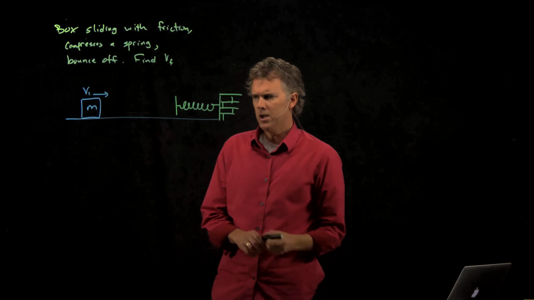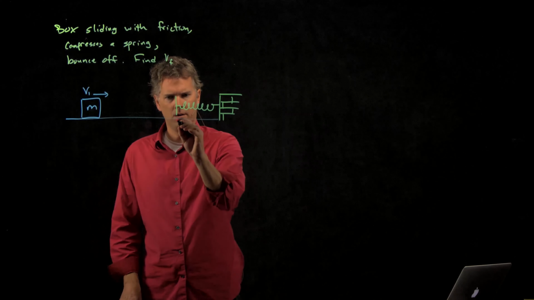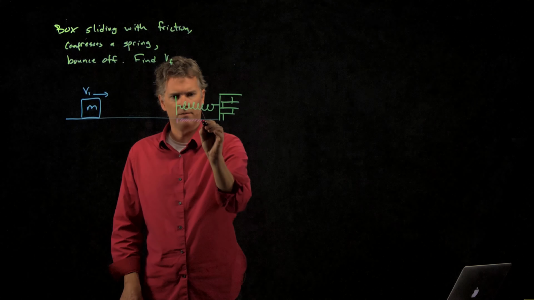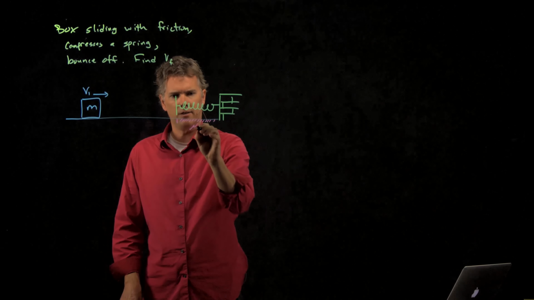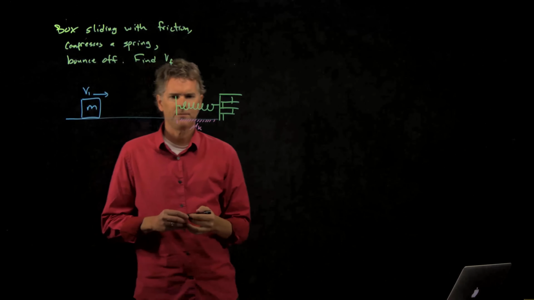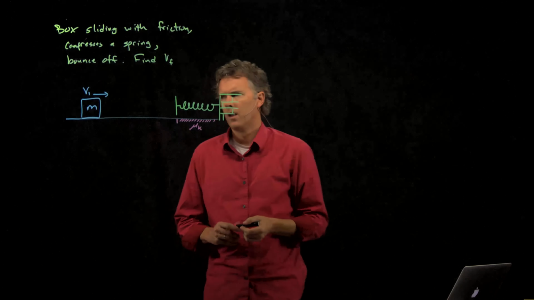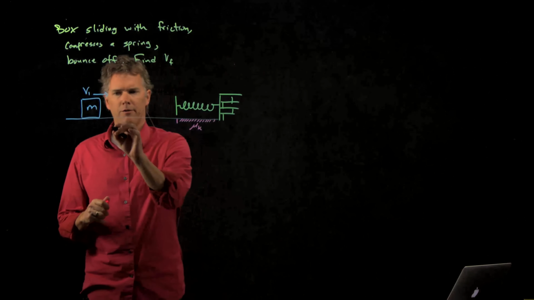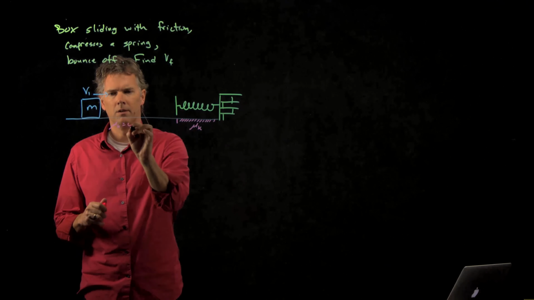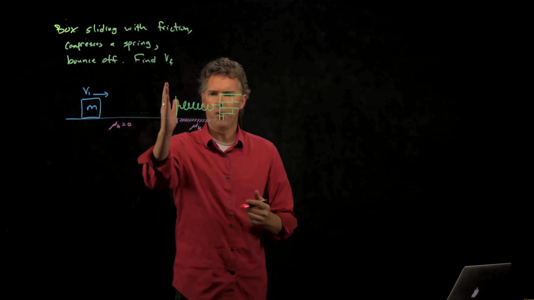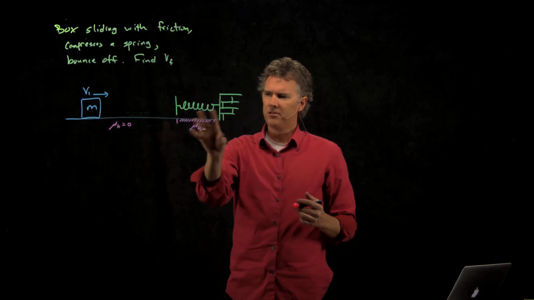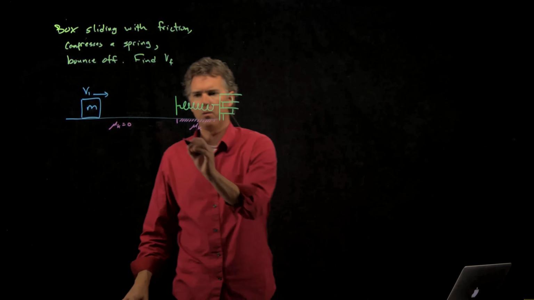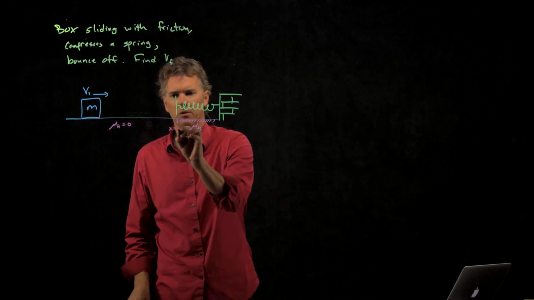And in this region here, there is friction, and it has friction mu k. So the box slides in. This region over here is frictionless. But as soon as it hits the spring, it starts to compress the spring, and it is now sliding with friction. Okay, and we can call this position x equal 0.